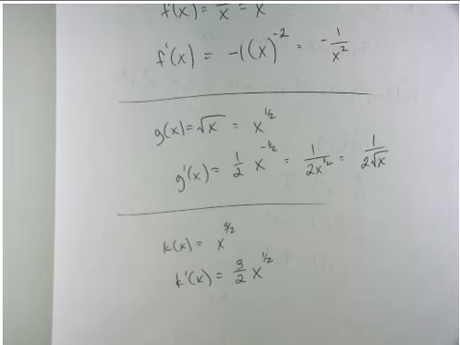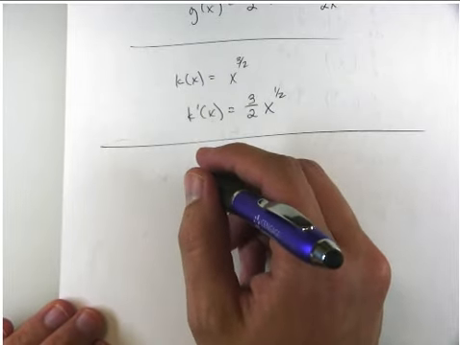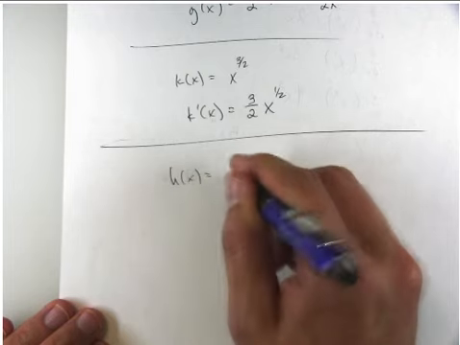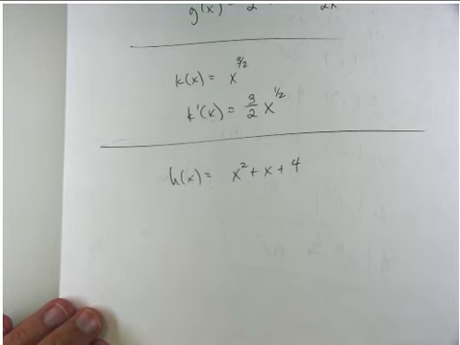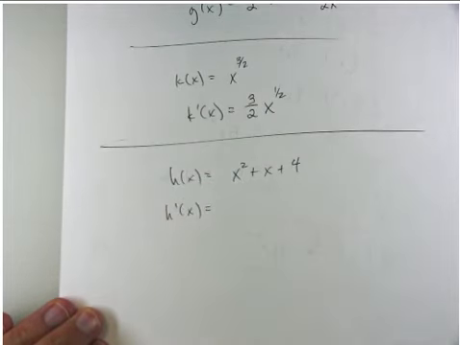So I'm starting to get to a place where I might be able to do polynomials. The previous example allowed me to add things together. So what if I had something like h of x equals x squared plus x plus 4? Here's a polynomial. What's h prime of x going to be?